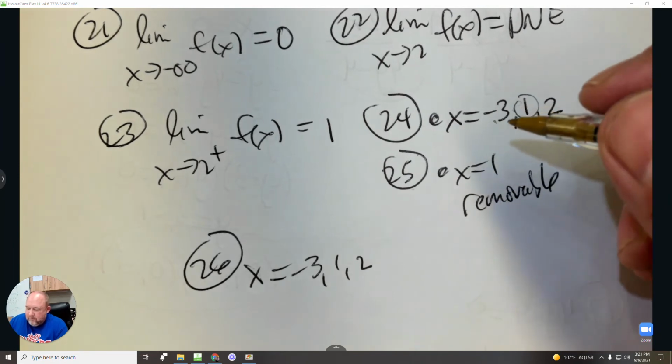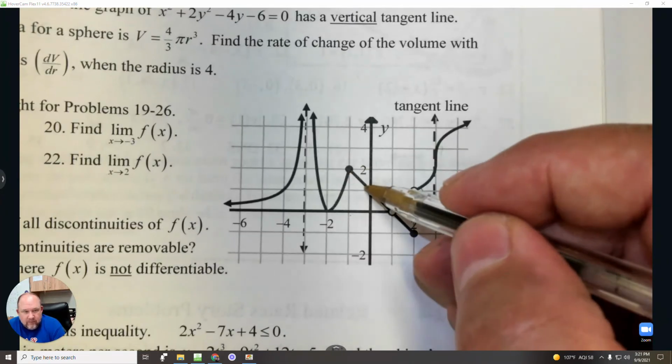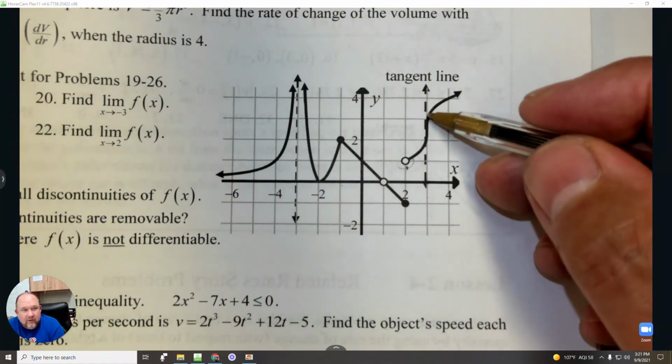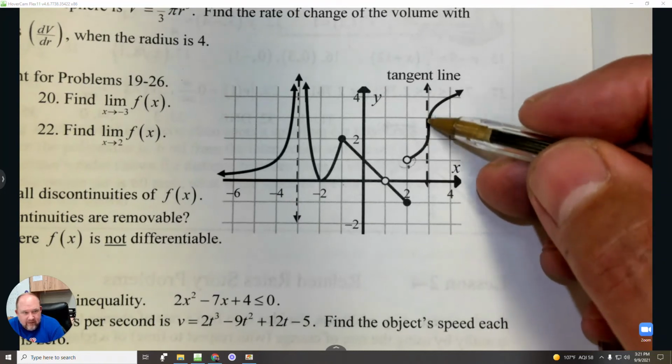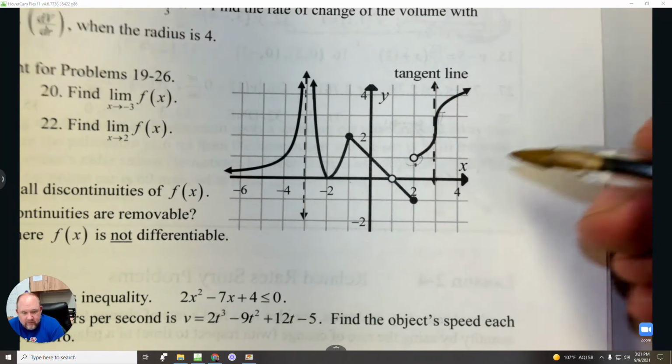Are there any sharp turns or corners? So at negative 1 is a sharp turn or corner. And here we have a vertical tangent line, right? So it's continuous, but the slope is undefined, so also at 3.